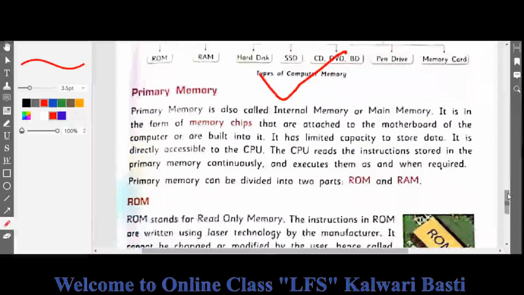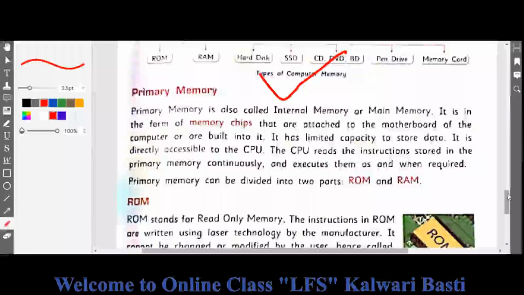So what is primary memory? Primary memory is also called internal memory or main memory. Basically, these are memory chips which are attached to the motherboard. It has a limited capacity to store data. That means it doesn't have the capacity of a secondary storage device.